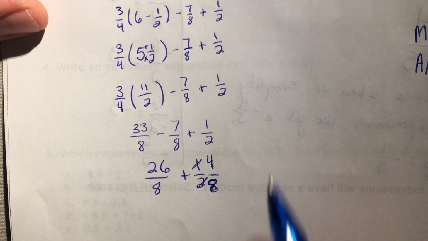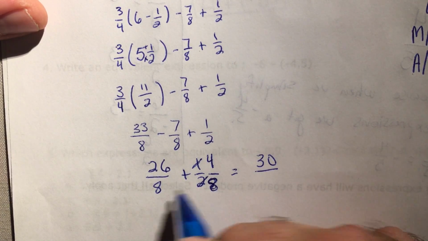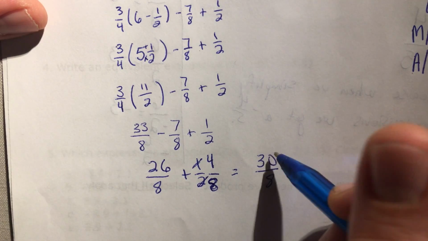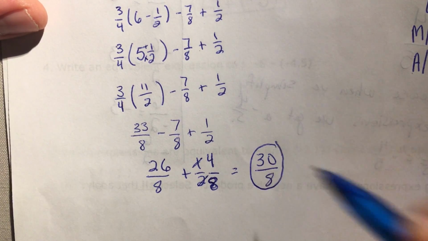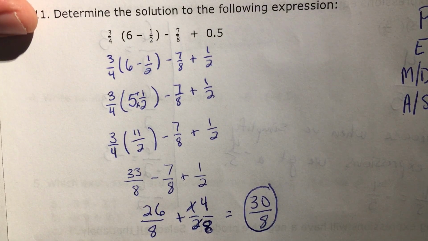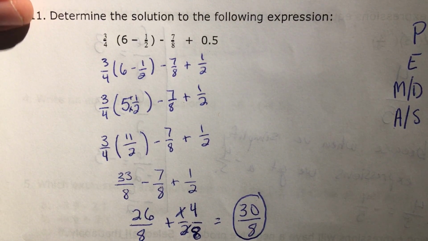So 26 plus 4 gives me 30. And I do not add the denominators, I keep them the same. So my answer would be 30/8. So the solution to the following expression would be 30/8.